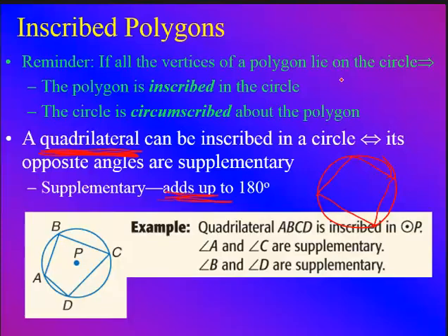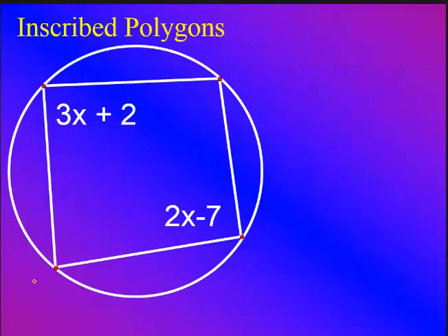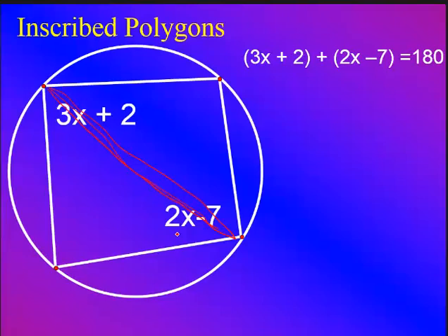So quadrilateral ABCD is inscribed. Opposite angles mean you're going diagonally, so B plus D is going to equal 180. A plus C is going to equal 180. So we're going to use that here. What would x be? Well, are these opposite angles? Yes. Therefore, I would add them up just the way they're shown there in the quadrilateral and equal them to 180. Combine like terms. 5x minus 5 equals 180. Move the 5, then divide by 5, x equals 37.